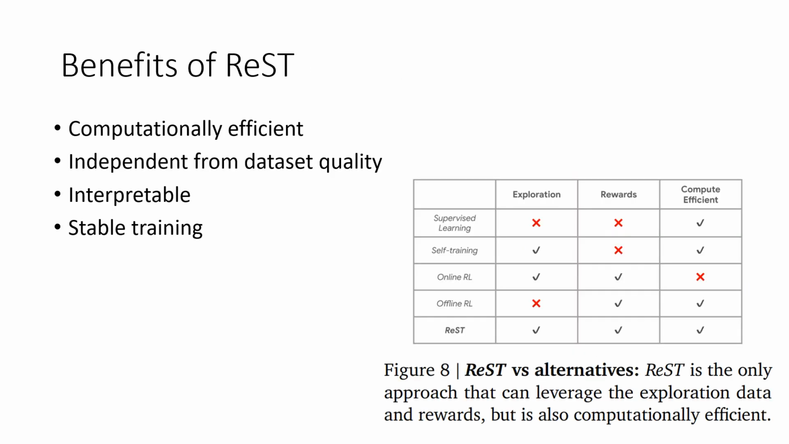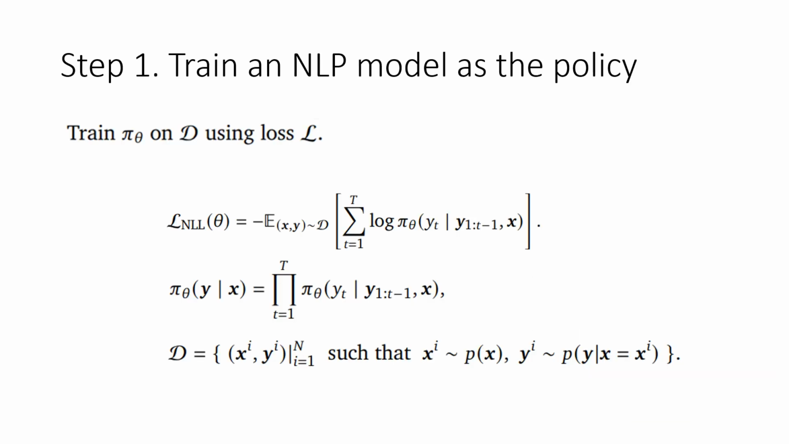ReST is computationally efficient compared to online reinforcement learning. Its quality of policy is independent of the quality of the original dataset. It is interpretable and allows us to mitigate any data quality and alignment issues. And it provides stable training with a minimal number of hyperparameters. Here is how ReST works.